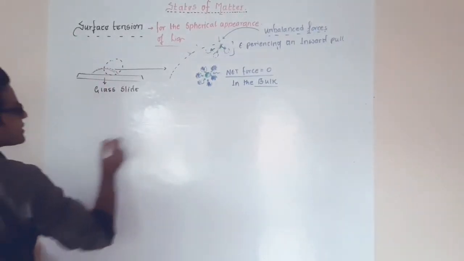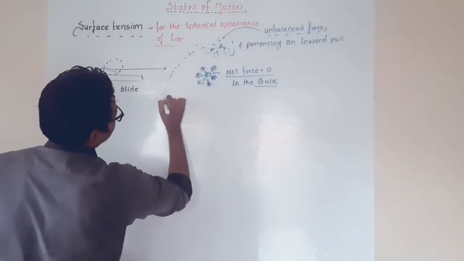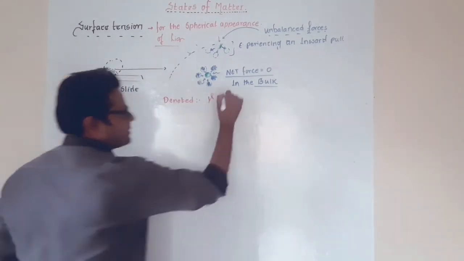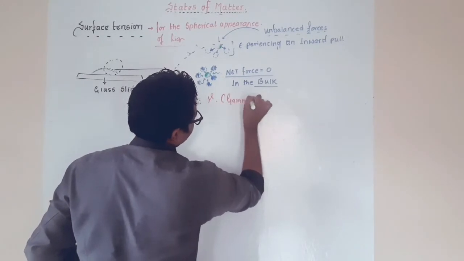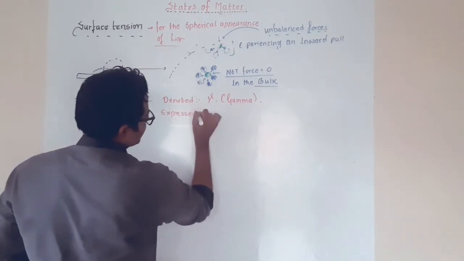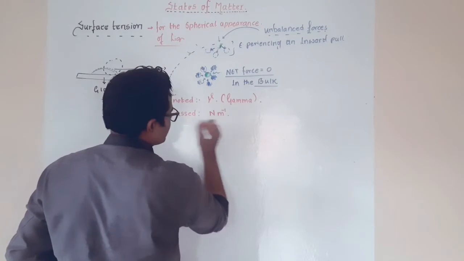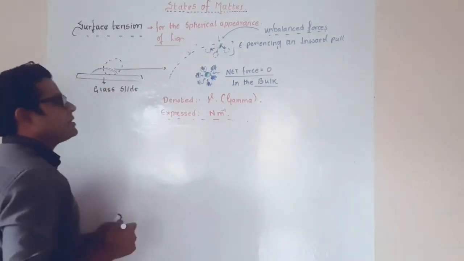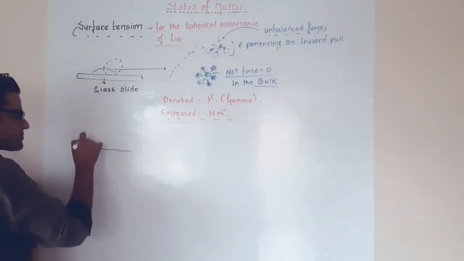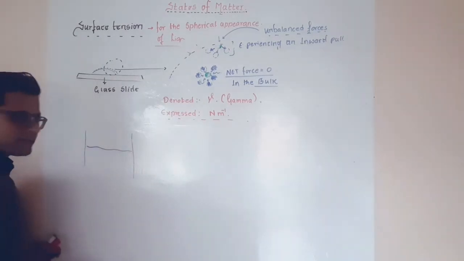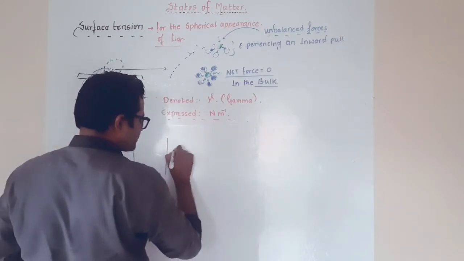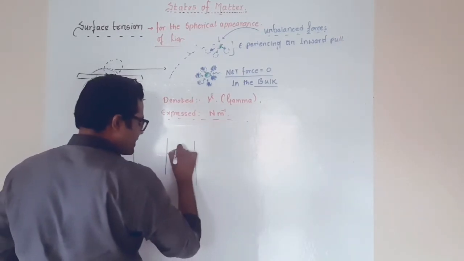Now, surface tension is usually denoted by gamma. It is expressed in the form of Newton per meter, so you have to remember this. Alright, so now let's say that we have two types of liquid. Let's say this is one liquid which has been taken in this container, and there is another liquid over here, something like this.